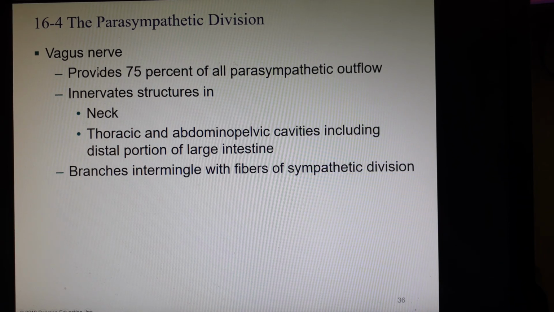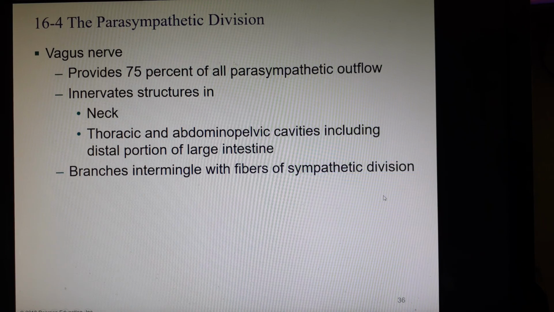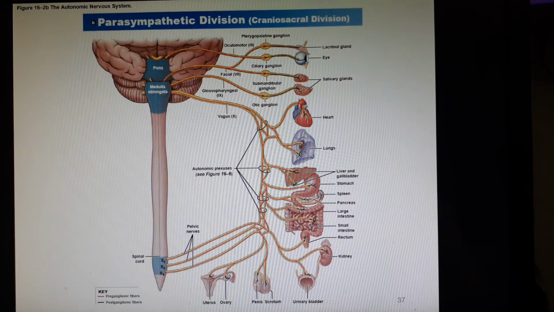Again, the vagus nerve, the one I was just explaining, provides 75% of all parasympathetic outflow. And so it controls things in the neck, in the thoracic cavity, and in the abdominopelvic cavity, including the large intestine. And the branches of the vagus nerve will intermingle with fibers of the sympathetic division. Again, there's our map.